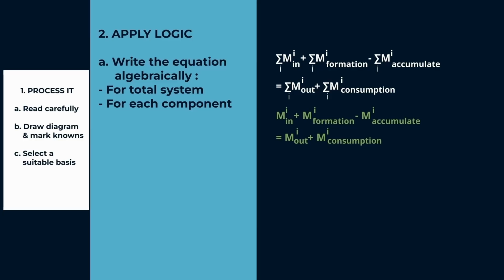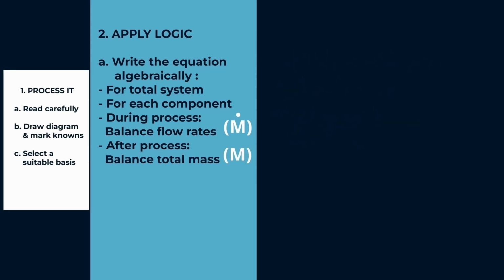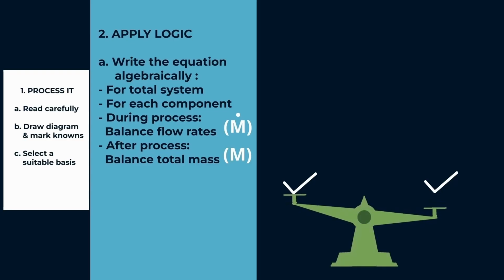If we want to analyze what is happening during a process as it proceeds, we use the mass flow rate balance. If we are more concerned with the result at the end after the process has finished, we want to use the total mass balance. Both sets of equations are valid across both continuing and completed processes. It's just a matter of what is more useful.